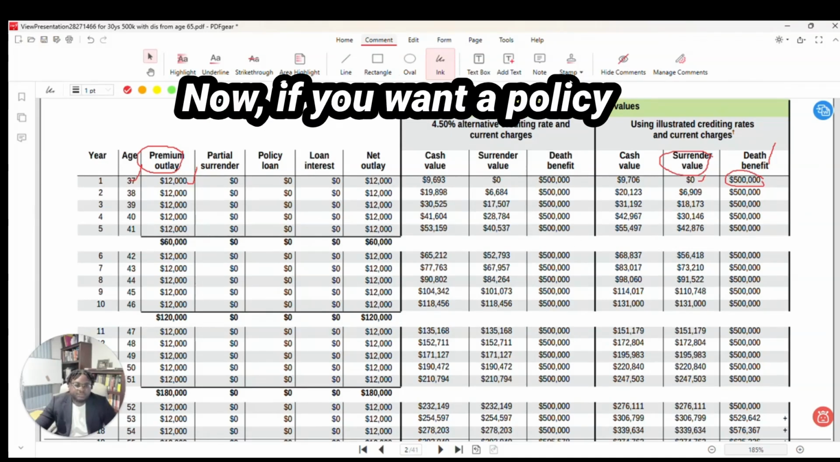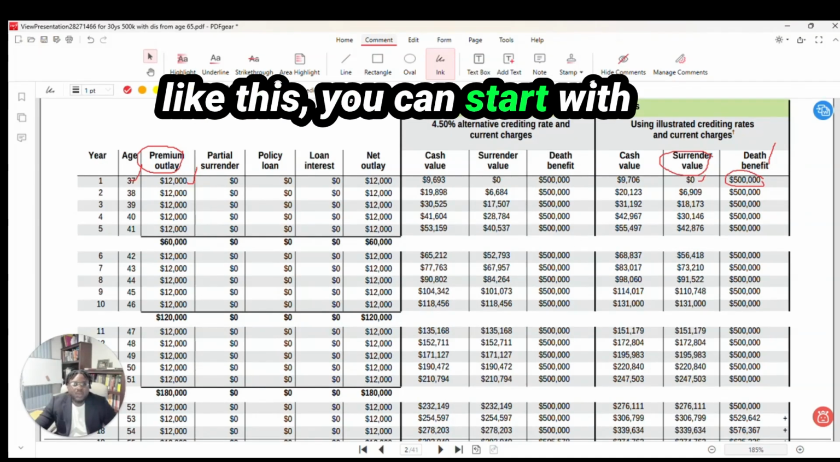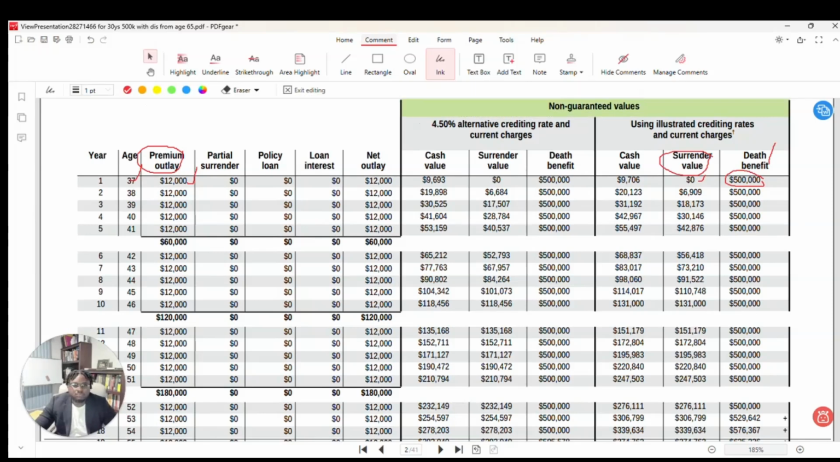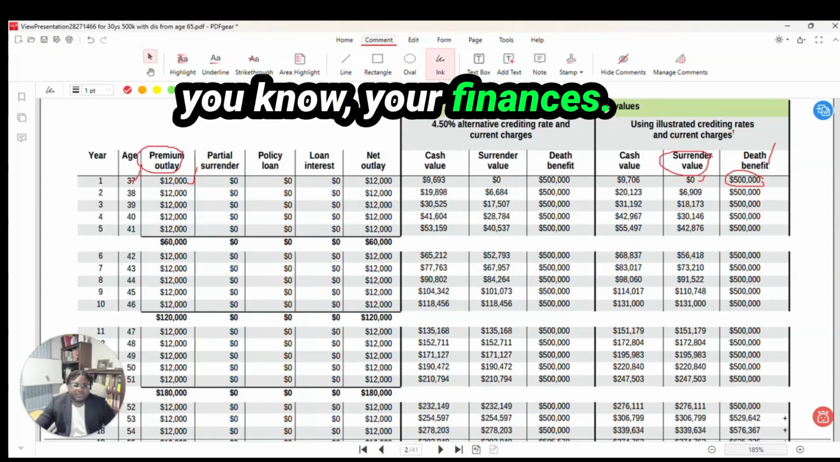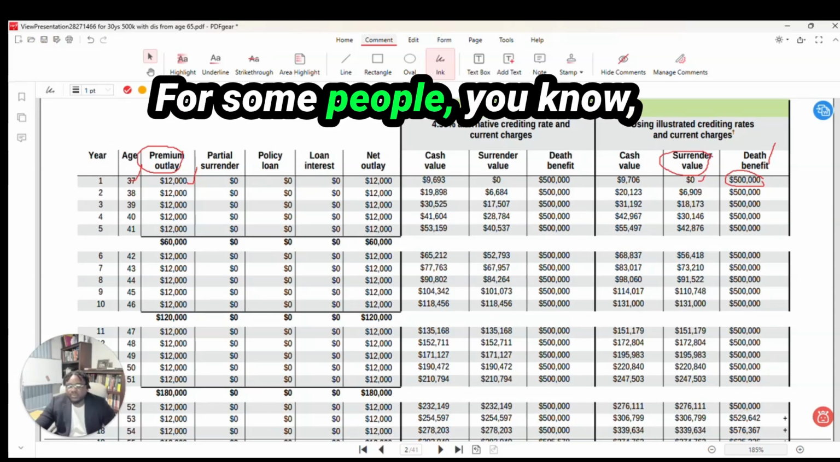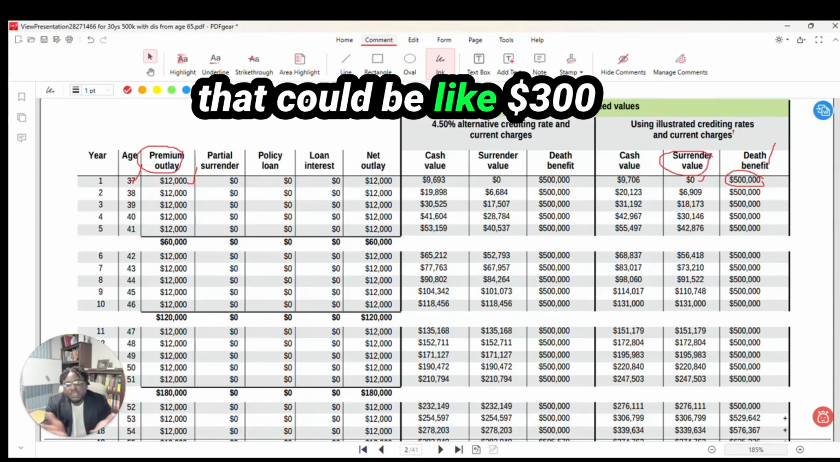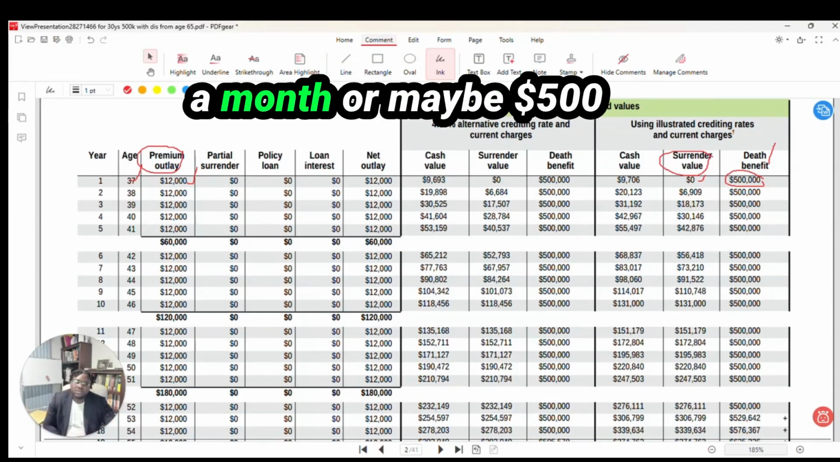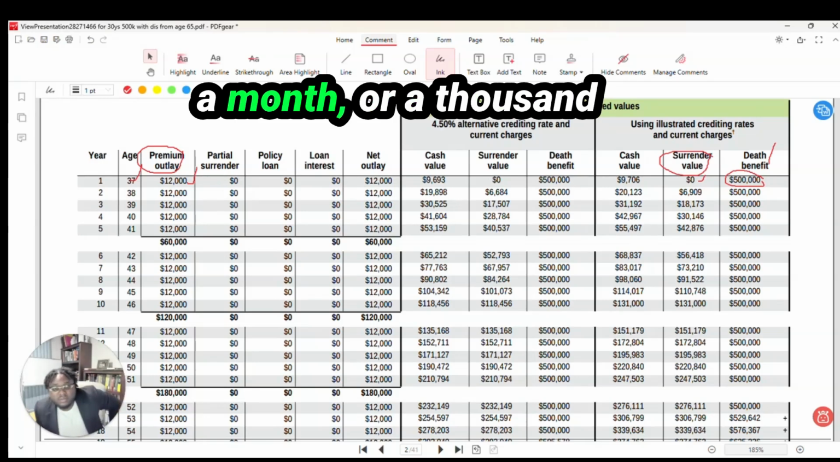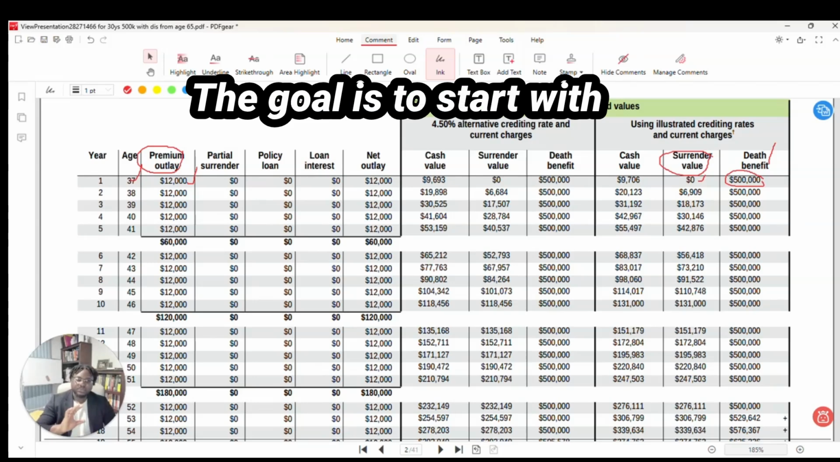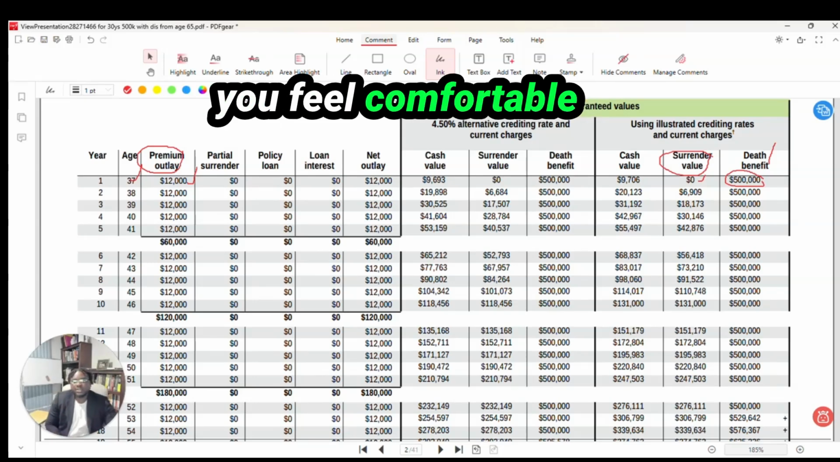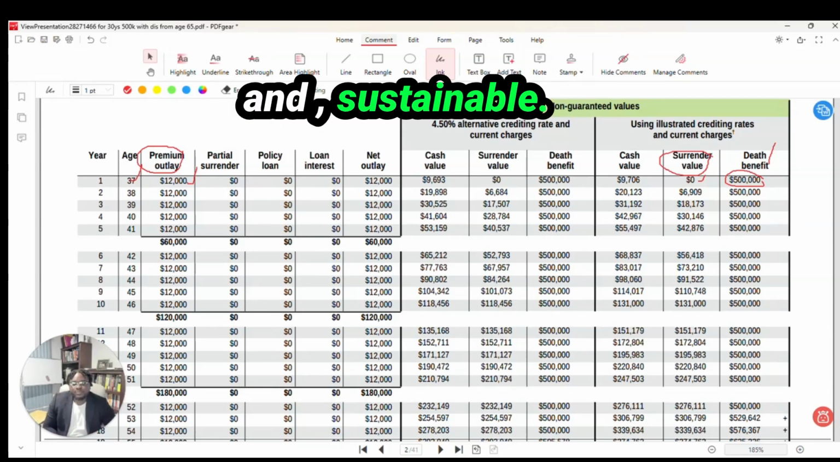Now, if you want a policy like this, you can start with an amount that you can consistently save without stressing your finances. For some people, that could be like $300 a month, or maybe $500 a month, or $1,000 a month or more. The goal is to start with something that makes you feel comfortable and sustainable.